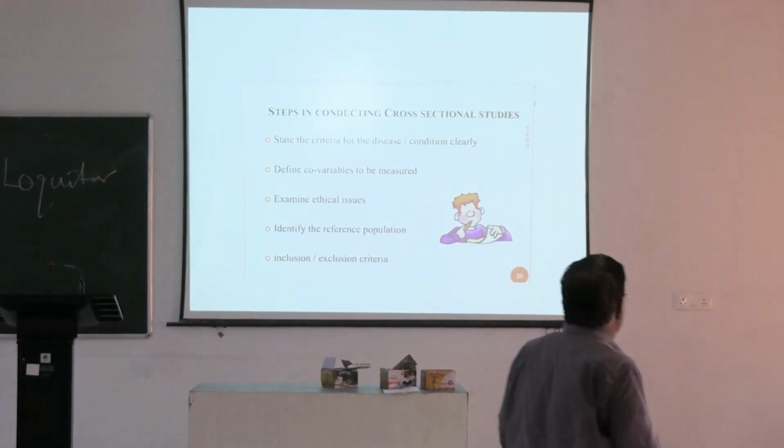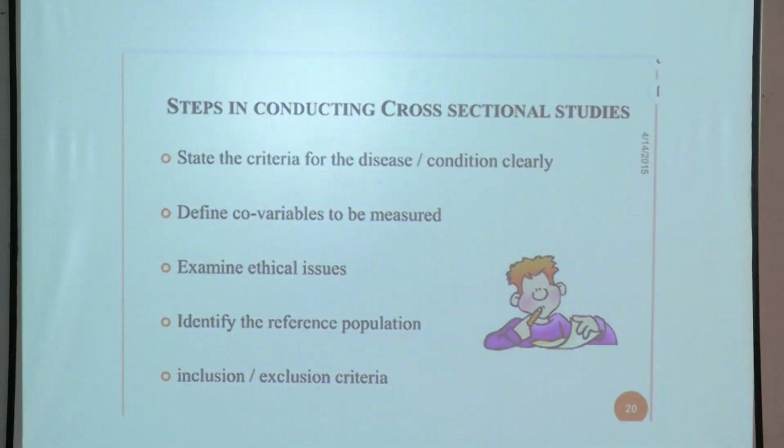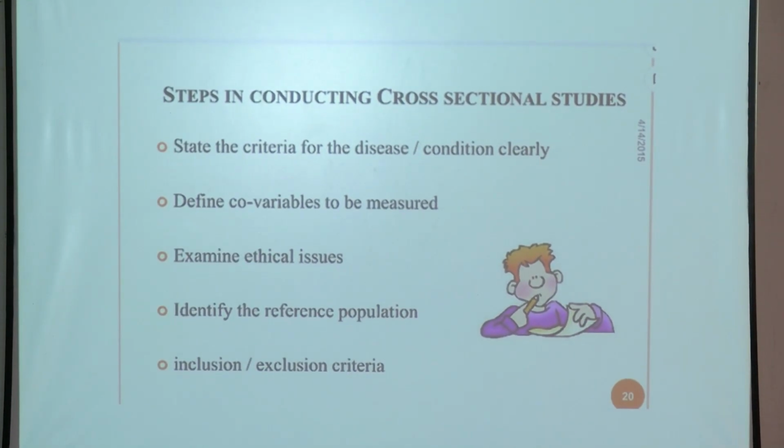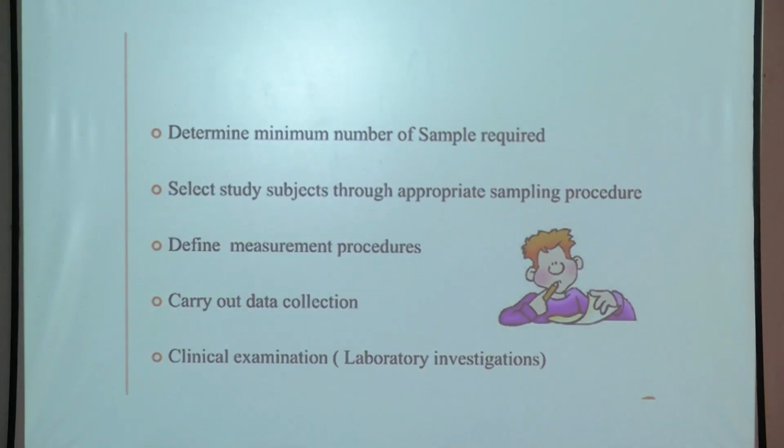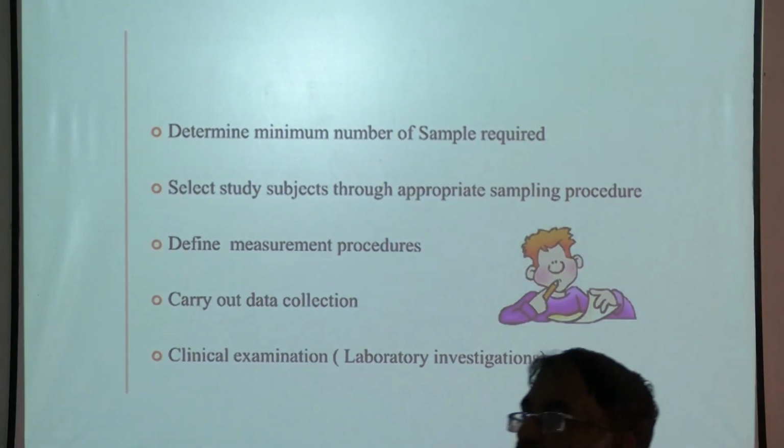Then identify the reference population, inclusion and exclusion criteria. Who is to be included in the study? Who is to be excluded from the study? Determine the minimum number of samples required. Now, this is important. You cannot do everything.